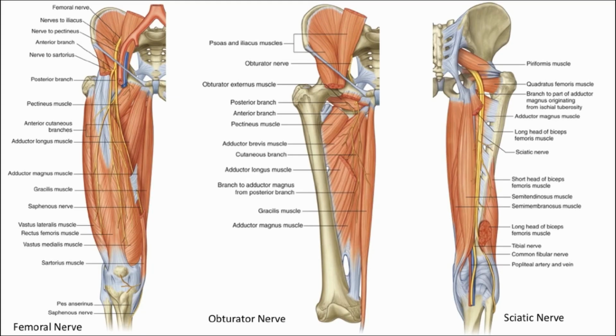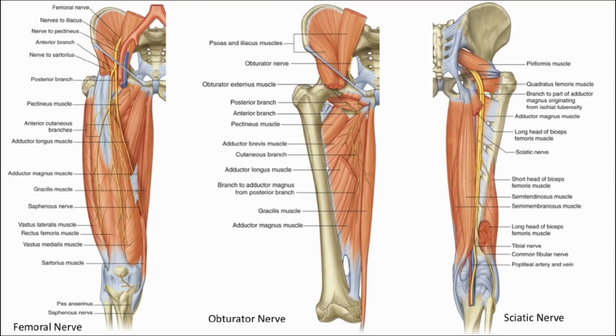As far as nerves are concerned, there are 3 major nerves in the thigh. Each is associated with one of the 3 compartments. Remember, we already talked about it. Femoral nerve, anterior compartment; obturator nerve, medial compartment; sciatic nerve, posterior compartment.